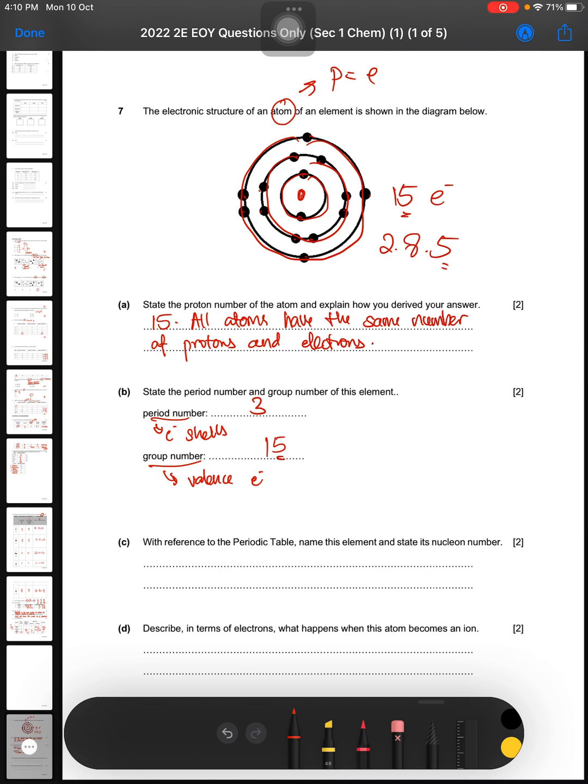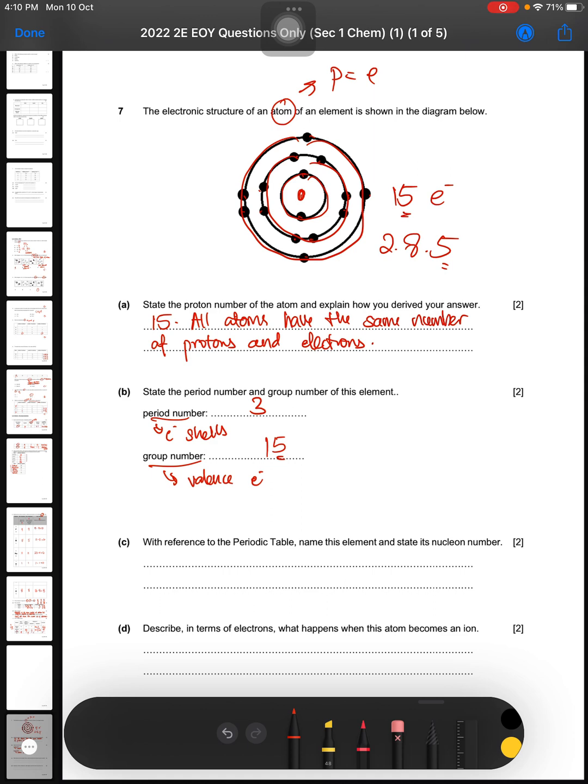So for question C, it says with reference to the periodic table, name this element and state its nucleon number. So it should be phosphorus. Go and look at the periodic table. It should be phosphorus. And remember, do not write P. I know the symbol is P, but the question asks to name the element. So you must write phosphorus, the name, and the nucleon number will be the bigger number. It should be 31, right?